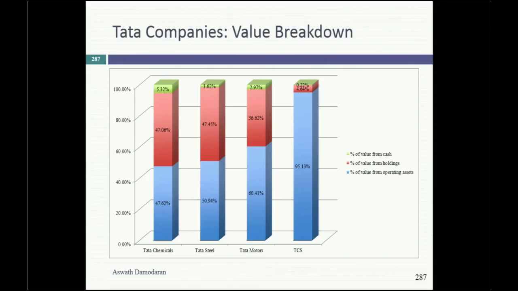And I want you to focus just on that cross-holding aspect, because here's what I found. For TCS, 95% of the value of the company came from its operating assets. There's very little from cross-holdings. But if you look at Tata Chemicals, Tata Steel, and Tata Motors, almost half the value for Tata Motors and Tata Chemicals comes from cross-holdings. So when I buy Tata Chemicals and Tata Motors, I'm actually buying half company and half group. And for Tata Steel, almost a third of the value comes from cross-holdings.